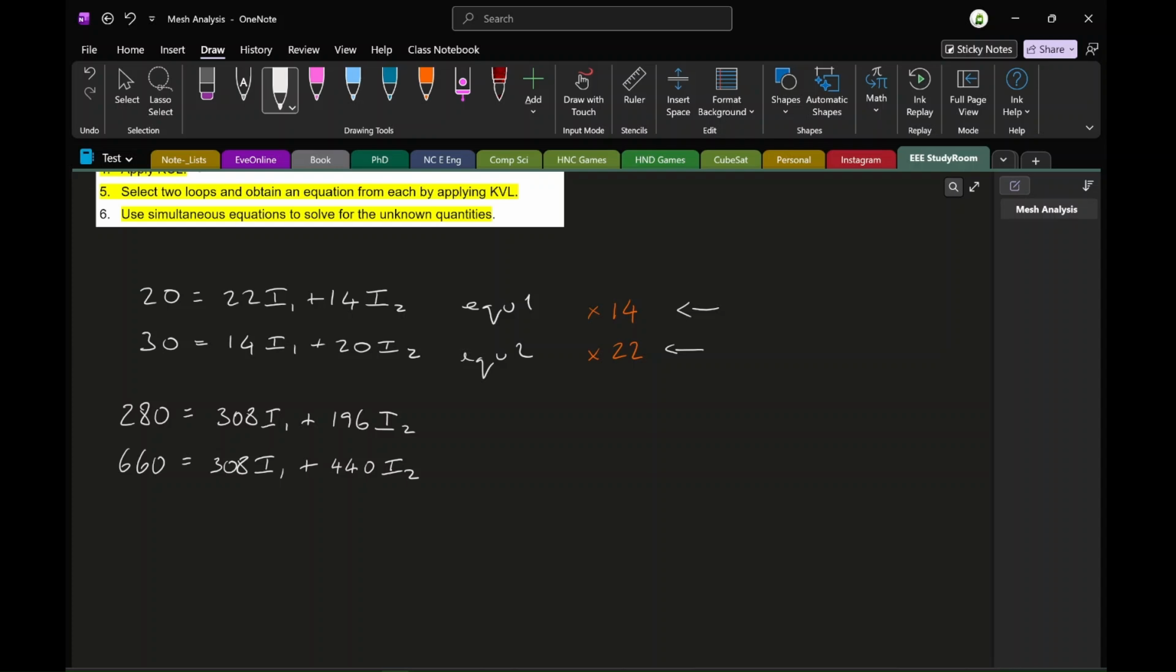280 minus 660, so I'm subtracting. That's going to leave me with minus 380. As I said, 308 minus 308 gives me 0, and then 196 minus 440 gives me minus 244. And again, not forgetting to write in my unknown term I2. So we now have an equation that has negative 380 on one side and negative 244 on the other, and now only one unknown term, which means we can rearrange this to solve for I2. So I'll take that as a step underneath. Minus 380 over minus 244. And that's going to give me 1.56 amps. Therefore, I2 equals 1.56 amps.